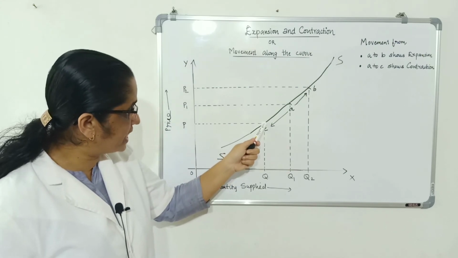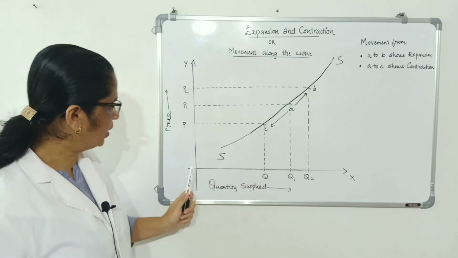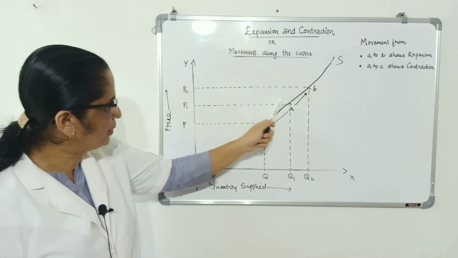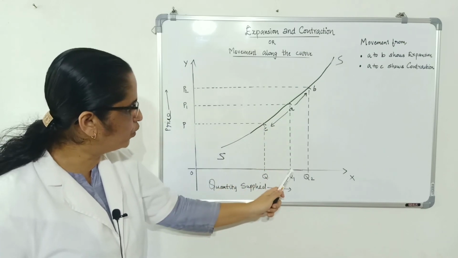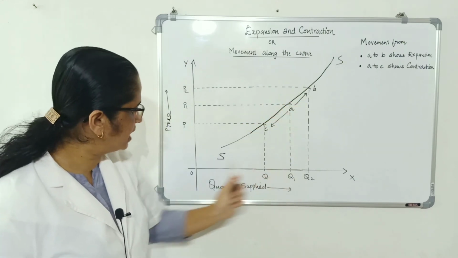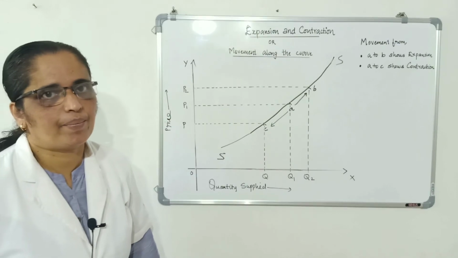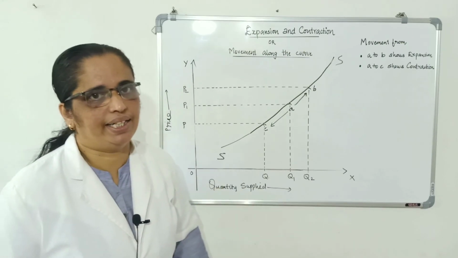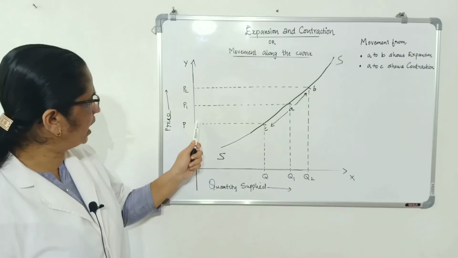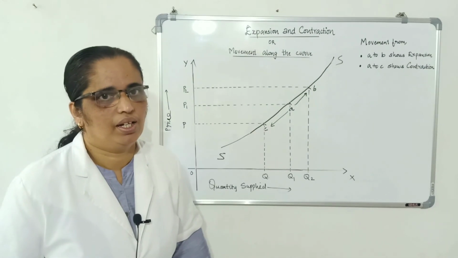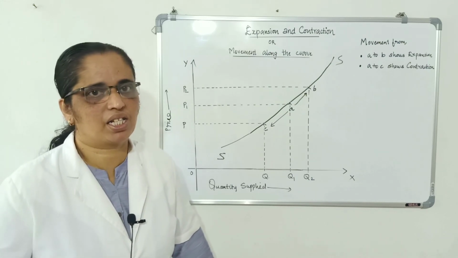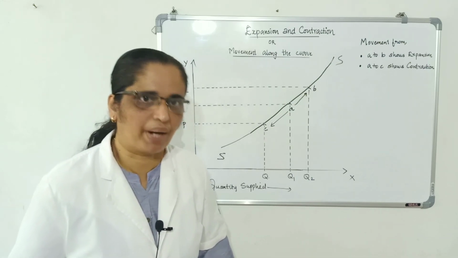For example, take point C. Quantity supplied is OQ at OP price. Again, when the price increased from OP to OP1, quantity supplied increased to OQ1. Again, when the price is more, that is OP2 price, quantity supplied is OQ2. What's the meaning? This is also known as change in quantity supplied. How quantity supplied has been changing when the own price is changing? How can you say? Supply expands at a higher price, supply contracts at a lower price.